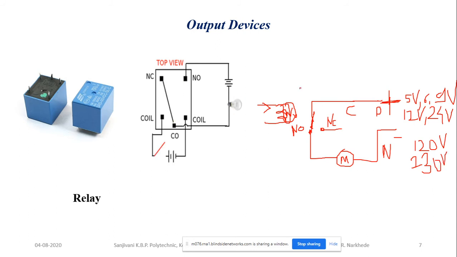Now how are you going to make the connection? These two connections to which you are going to connect the common terminal depend on whether you want to go for a source connection or a sink connection. In a source connection you are going to provide the positive, and in a sink connection you are going to provide the negative.